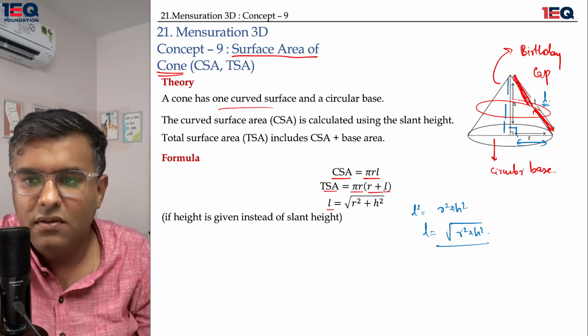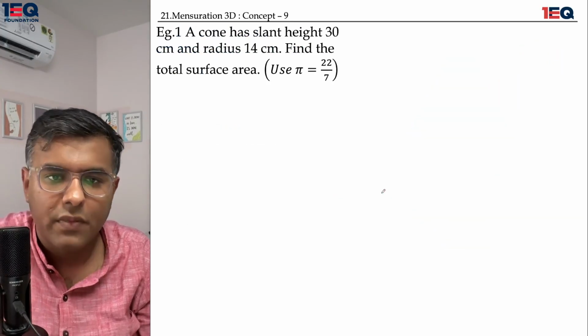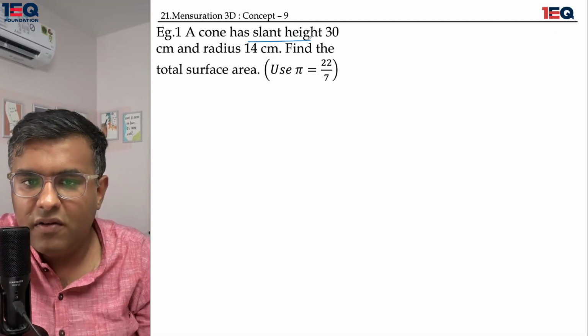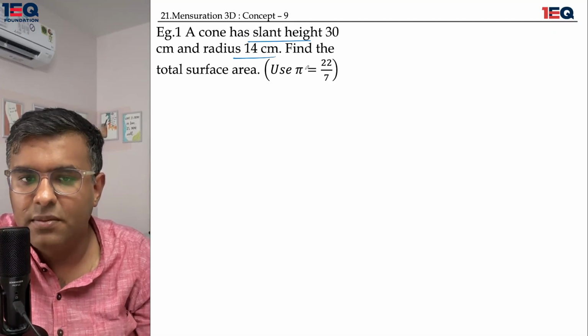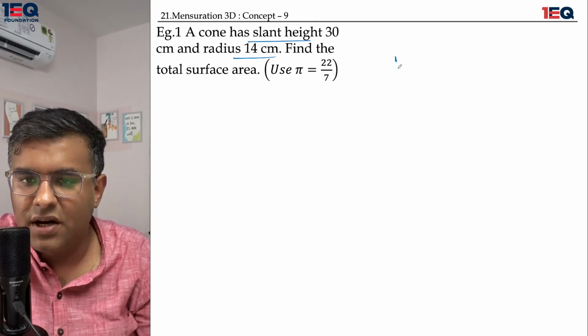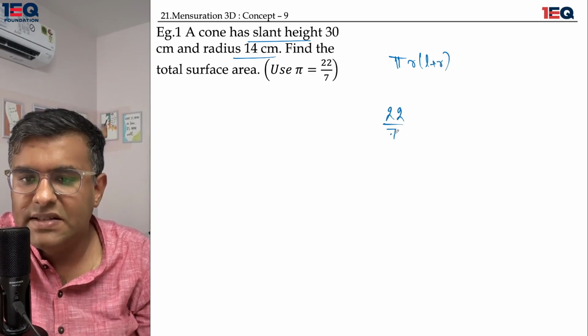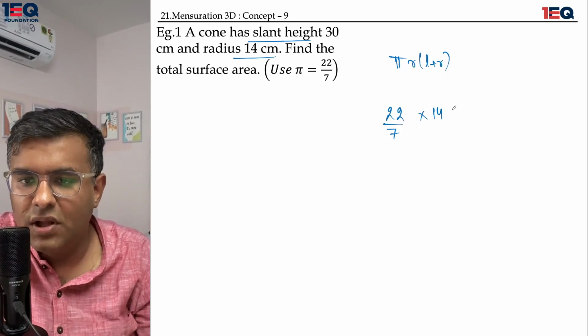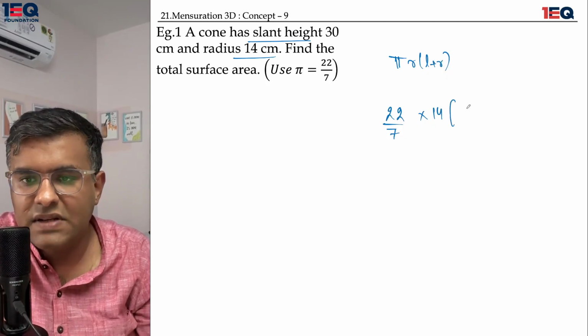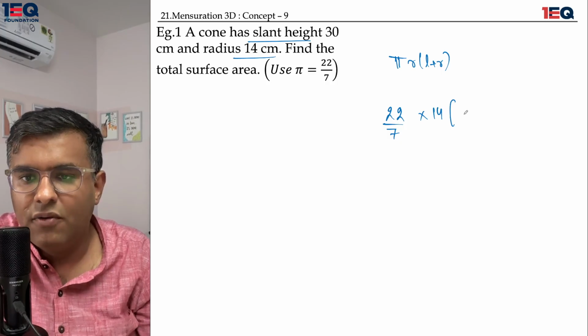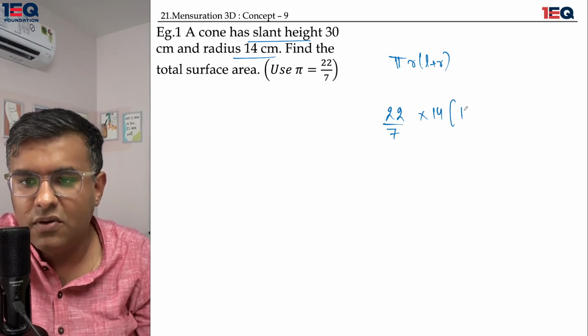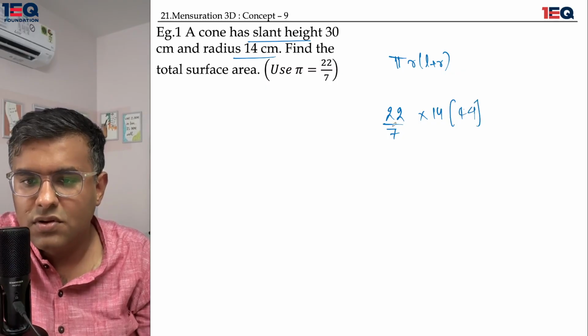Good enough? Let's move ahead. A cone has a slant height of 30 centimeters and a radius of 14 centimeters. Find the total surface area. The total surface area is pi r in the bracket l plus r. The value of pi is 22 by 7. The value of radius is 14. And the value of slant height is 30. The radius is 14. So 30 plus 14 is equal to 44. So this would become 7 to the 14.